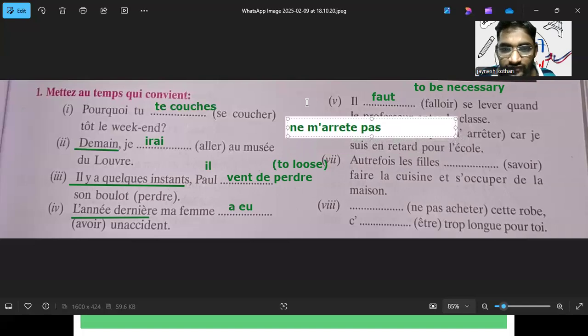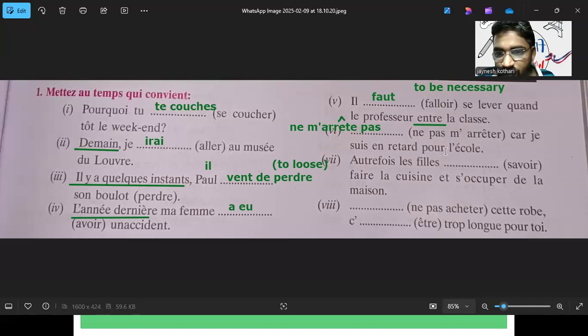Okay, we have three options. So I'm just writing n'arrête pas, using the tu form. Do not stop me because I'm late for school. Car means because. Do not stop me because I am late for school.